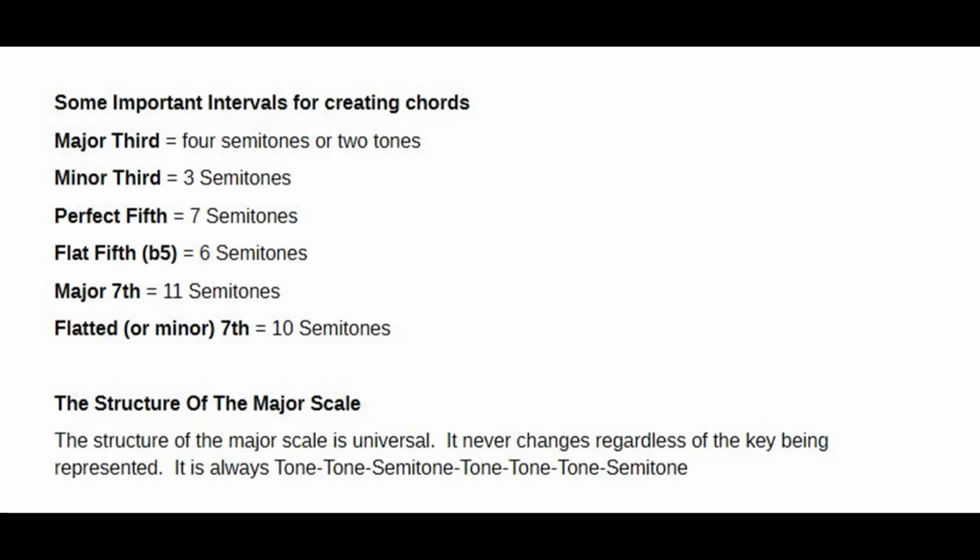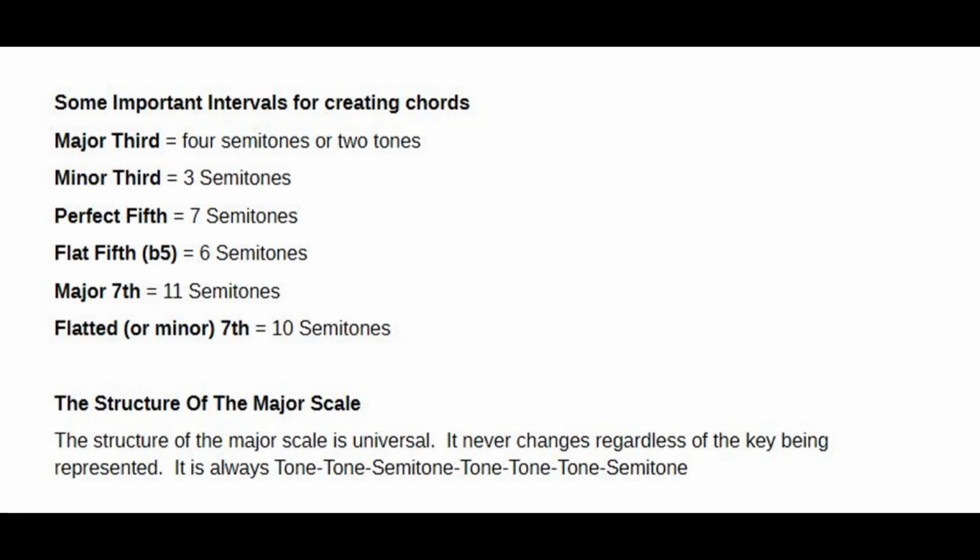We're going to start with some definitions that are going to be important for creating chords. A major third, which is 4 semitones or 2 full tones from the root of the chord. A minor third, which is 3 semitones. A perfect fifth is 7 semitones. A flat fifth, 6 semitones. A major seventh is 11 semitones. And a flatted or minor seventh is 10 semitones.